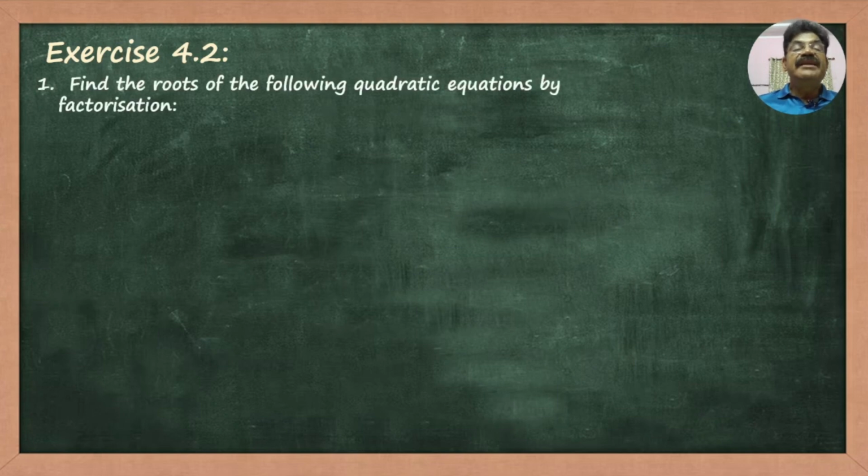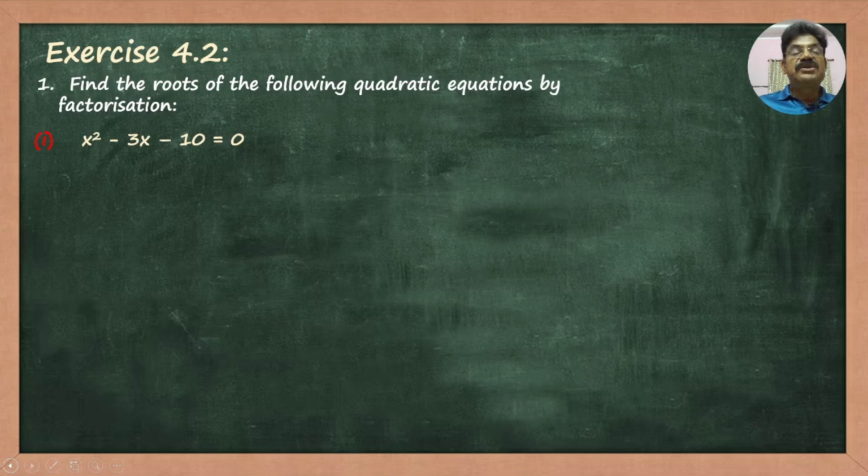Now we go to exercise 4.2. Find the roots of the following quadratic equations by factorization. So in all the problems, you have to separate the middle term in such a way that sum is equal to B and product is equal to AC. That's all. So first problem, x square minus 3x minus 10 is equal to 0. So here A is equal to 1, B is equal to minus 3 and C is equal to minus 10. So you find two numbers so that sum is equal to minus 3 and the product is equal to minus 10. I can guess.